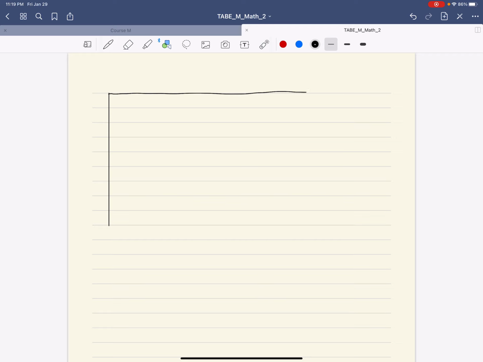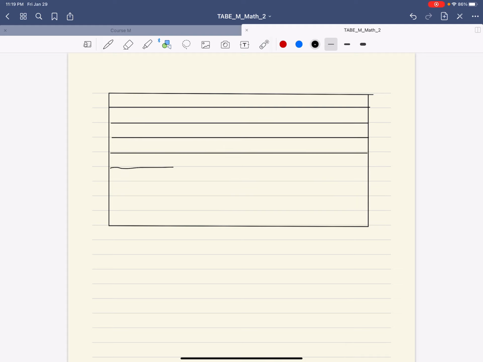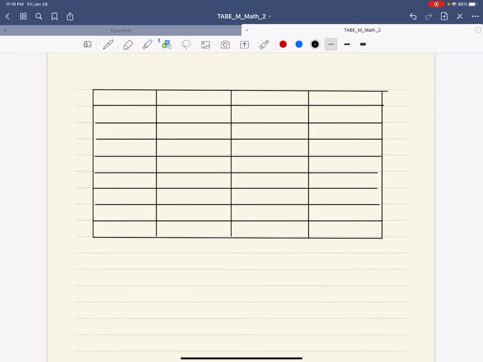And let's make room for 4 columns. This is a story problem. So the lines help me a little bit on this one. I probably will still mess it up though. 5, 6, 7. I did mess it up. I think I've got an extra row, but that's okay. Let's do 1, 2, 3, and 4.